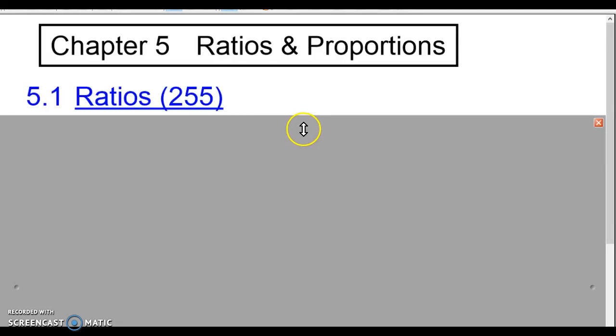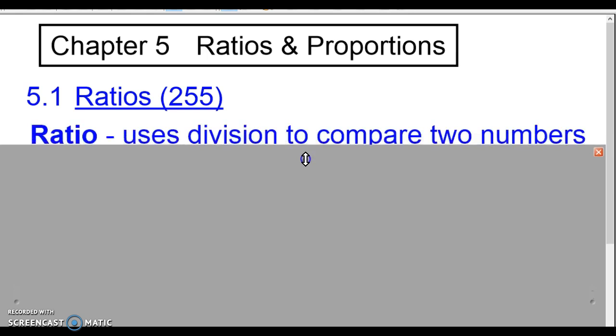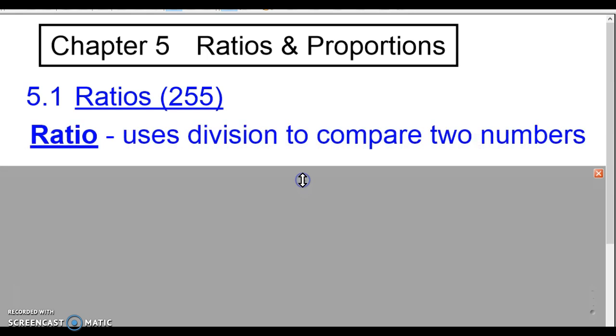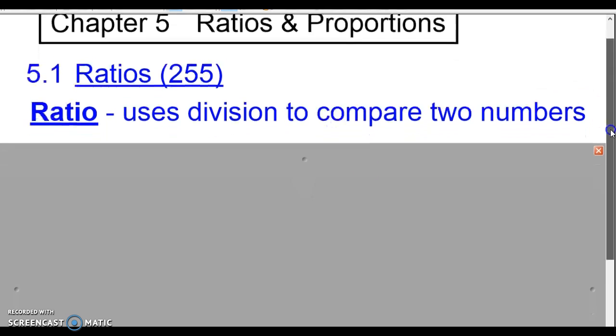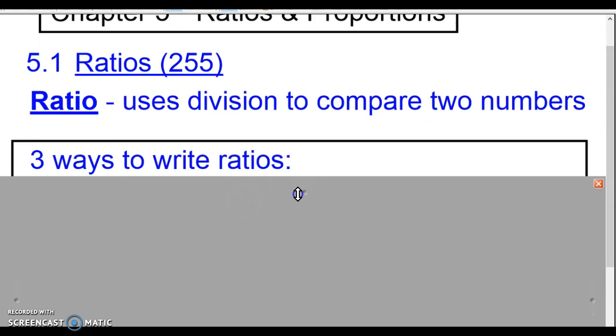Chapter 5, Ratios and Proportions. Today we are going to be talking about ratios in lesson 5.1. So a ratio uses division to compare two numbers. That doesn't really give us that much information, but let's look at some examples here.